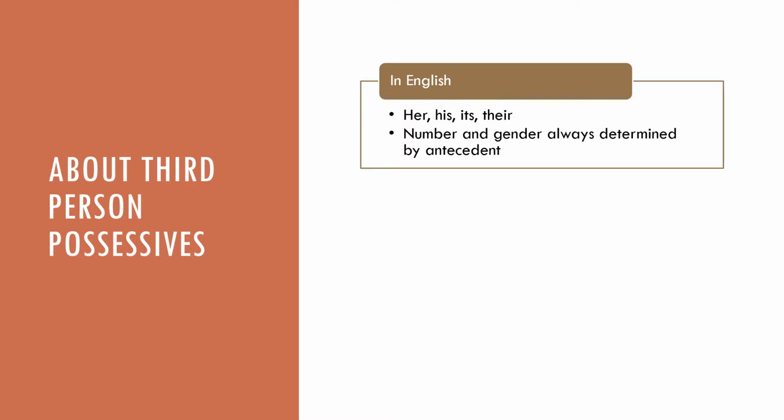English. In English, this is words like her, his, its, and their. Of course, it's important to remember that in English, the number and gender is always going to be determined by the antecedent. So the her, the his, the its, the their, whatever it's referring back to determines whether it's singular, plural, and whether it's masculine, feminine, or neuter.